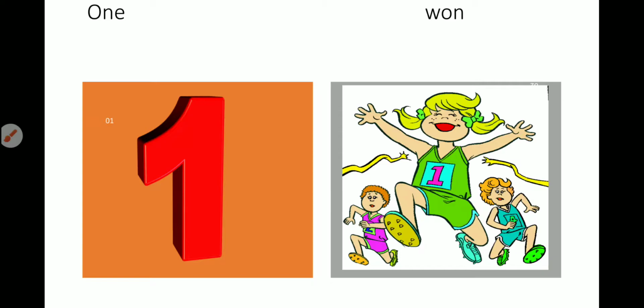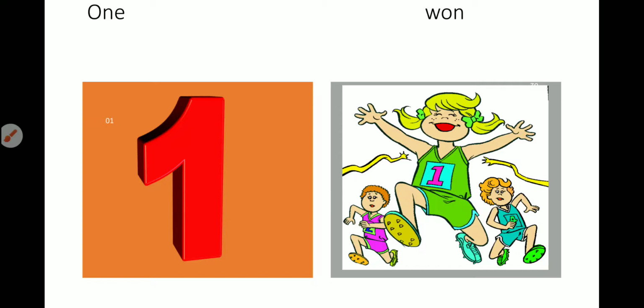We have one and one. The first one spelled O-N-E, one. It's a number. But the second one, W-O-N, shows someone who is victorious, someone who has overcome, someone who got to the finish line before others, okay? And we usually use it in sentences when we say, she won the race, he won the race, he won the games, okay? Good. So we have one and one.